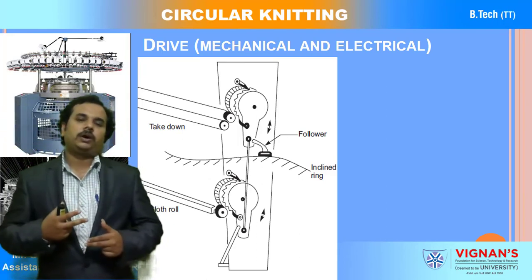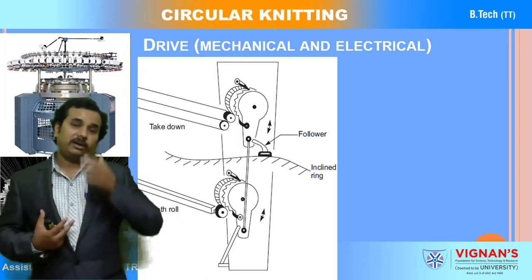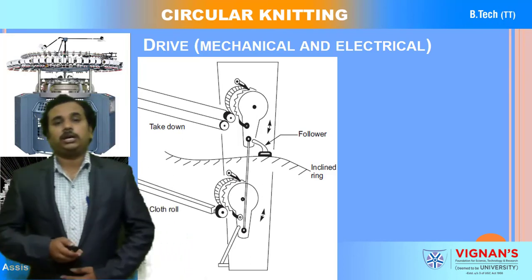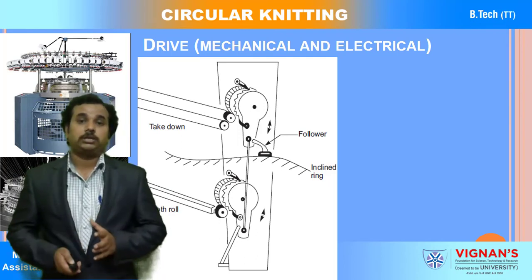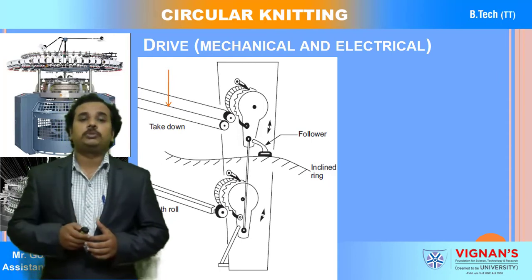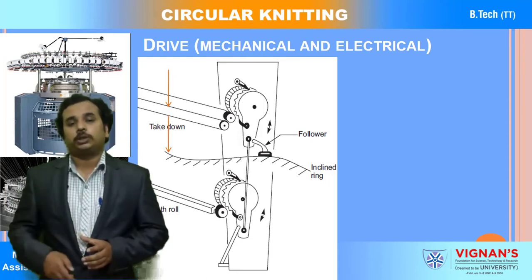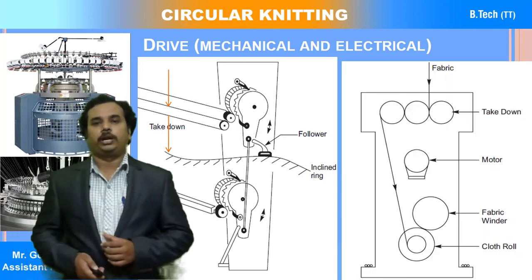If the fabric takedown and the cloth rollers are not synchronous, then there may be stretch in the fabric, which leads to many fabric defects further on. That is why it should be very synchronous. Now you can see here the fabric is passed through the takedown rollers and wound into the cloth roller. That is the general process of the fabric wind up mechanism.